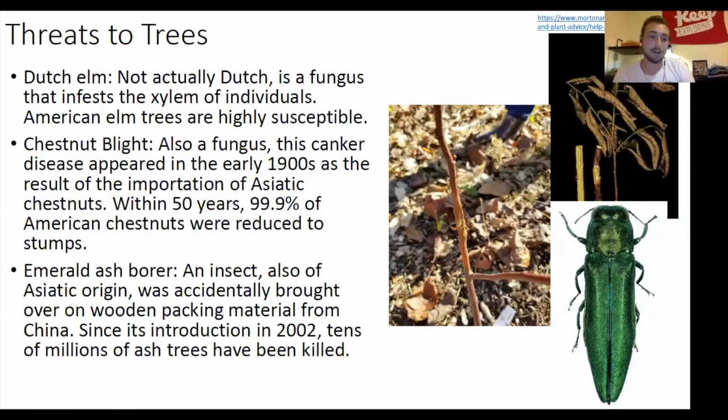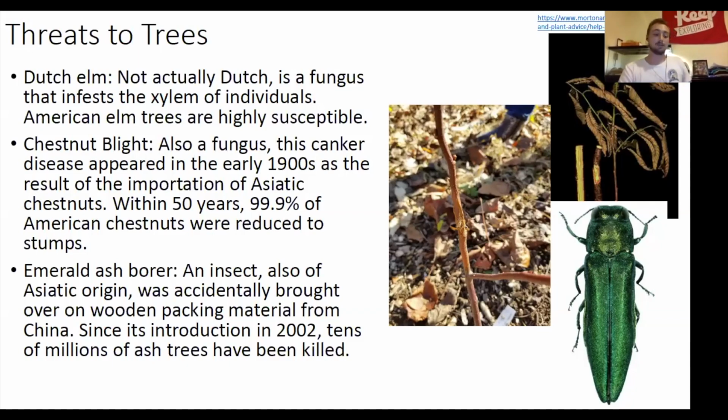I'm going to talk about threats to trees before I pause for questions, and then we'll go straight into identifying our tree sample. So the first one, obviously related to one of our main trees today, our American elm, is the Dutch elm disease. It's not actually Dutch, it's just named so because of the Dutch scientists that worked very hard to figure out and learn about this disease back in the 1920s. So it was called Dutch elm disease after them. It's a fungus that infests the xylem of individuals.